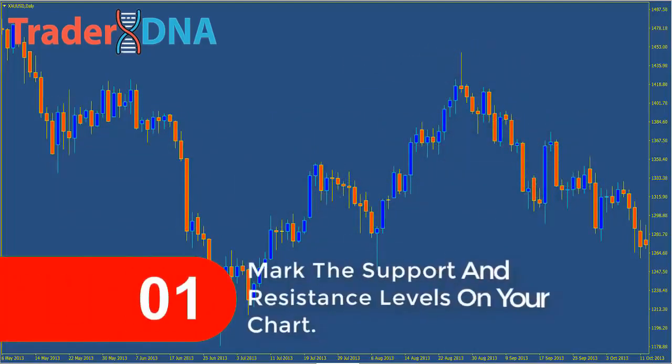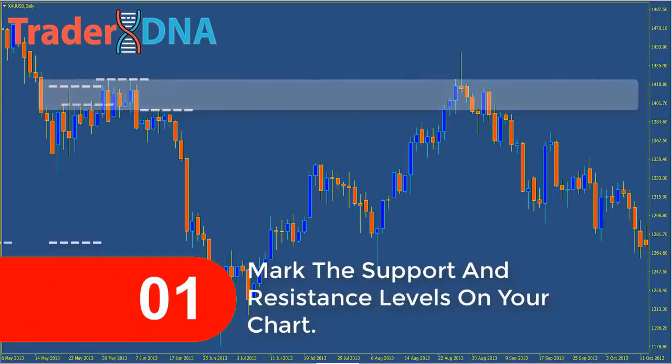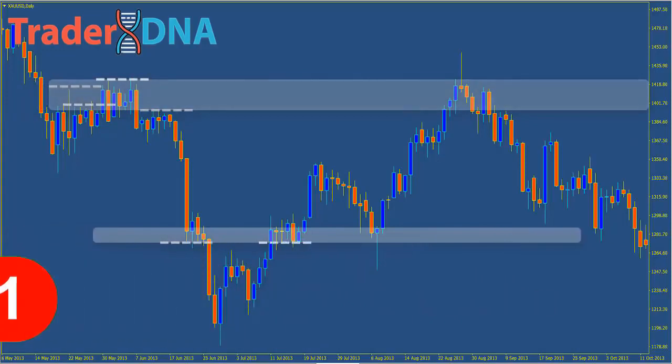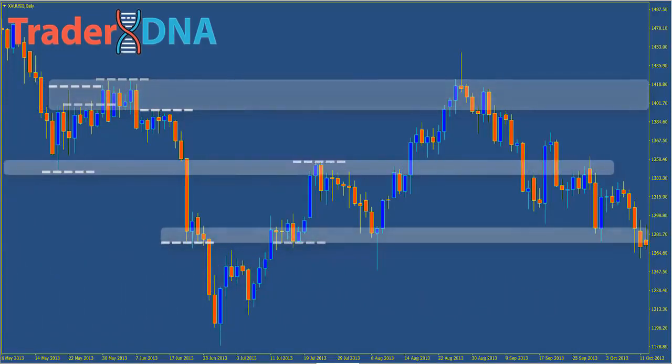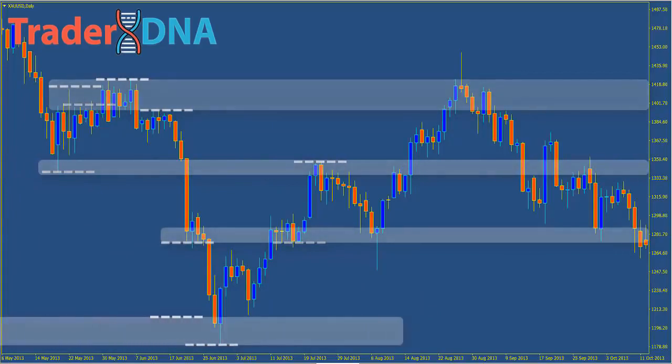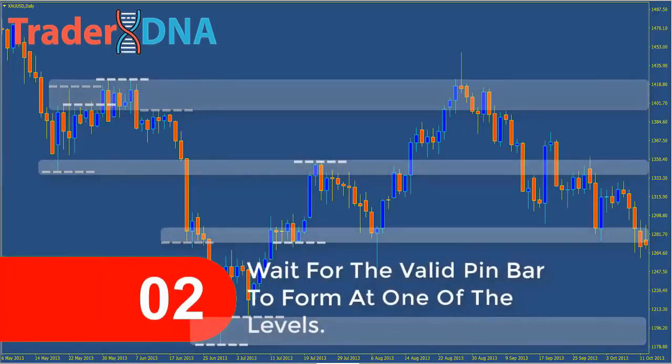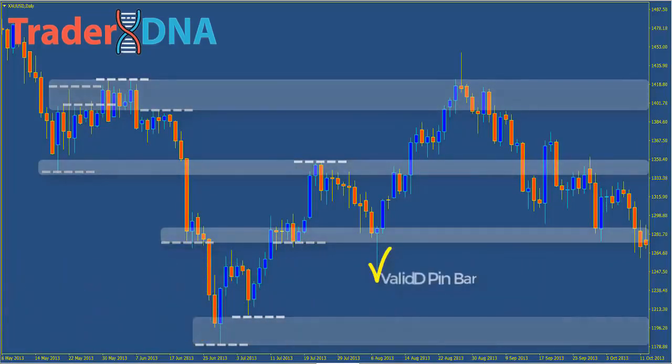Step 1. Mark the support and resistance levels on your chart. The first step in trading pin bars at levels of support and resistance is to mark all the levels you plan on using to watch for entries into trades on your chart. Step 2. Wait for the valid pin bar to form at one of the levels. When the market comes back to one of the levels you've marked, you're going to want to see a valid pin bar form. To avoid trading low probability pins, I suggest you only trade the valid pin bars.